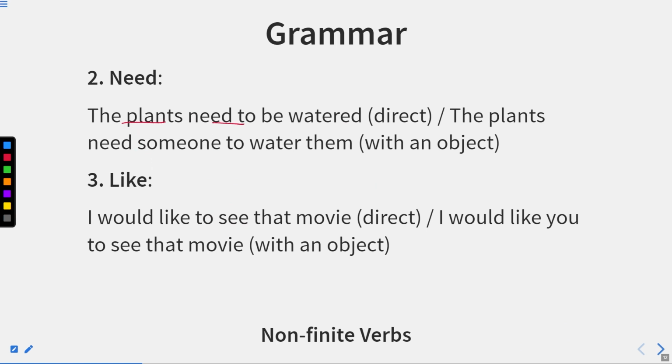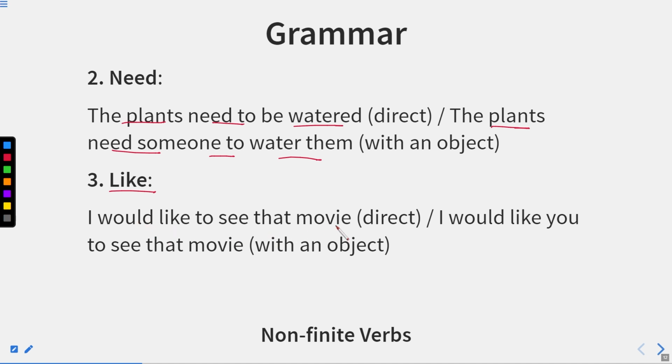The plants need to be watered. Here it means the sentence is passive, and also we are saying that this is direct sentence. We can say the plants need to be watered. It means there is a requirement of watering the plants. But if I say the plants need someone to water them, it means there is a requirement of someone who can water the plants.